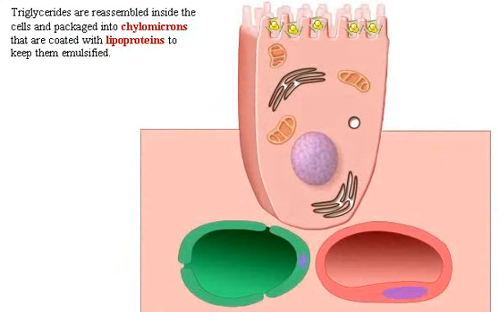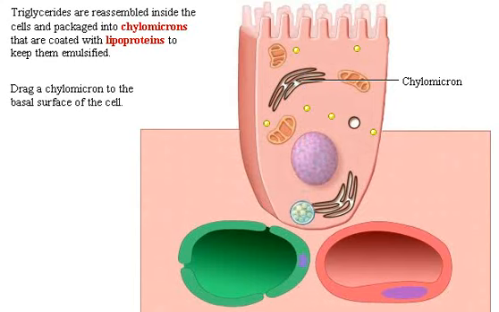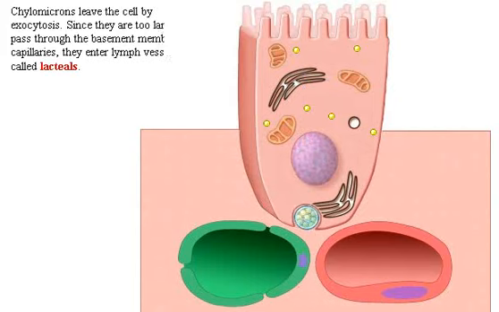Triglycerides are reassembled inside the cells and packaged into chylomicrons that are coated with lipoproteins to keep them emulsified. Drag a chylomicron to the basal surface of the cell. Chylomicrons leave the cell by exocytosis. Since they are too large to pass through the basement membrane of capillaries, they enter lymph vessels called lacteals.